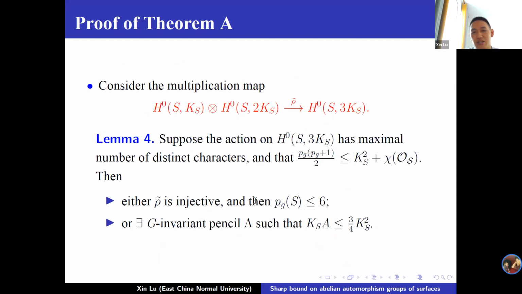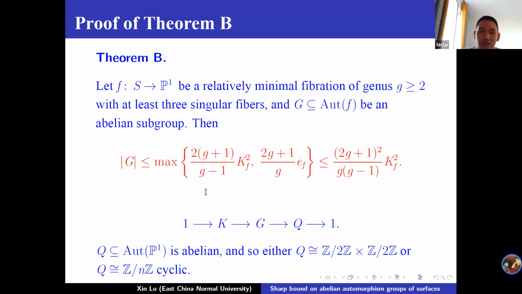Yeah, this is the main idea of the proof for the first theorem. For the second theorem, it is a result for the fiber surface. Here we just require that S admits at least 3 single fibers, and S is not of general type. And to prove this result, first we observe that we have an exact sequence as the following.